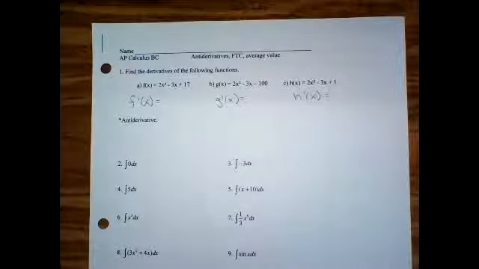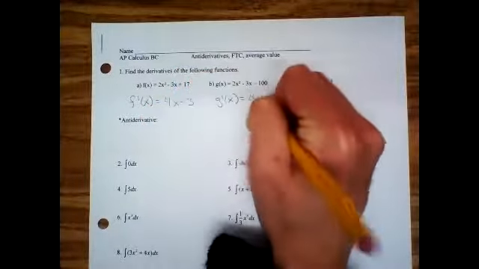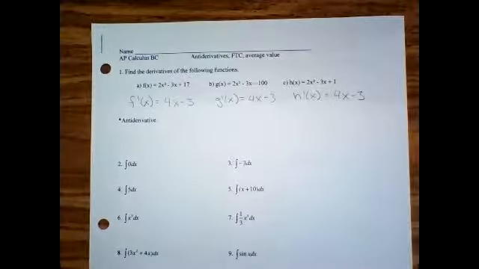Should have gotten the same thing for all of them. What did you get? Good. All of them are 4x minus 3. So where I'm headed with this is, those are all the same derivative, but did they all come from the same function? No. What's different about them? Yeah, the constant is different. All right, so the constant is different for all of them.